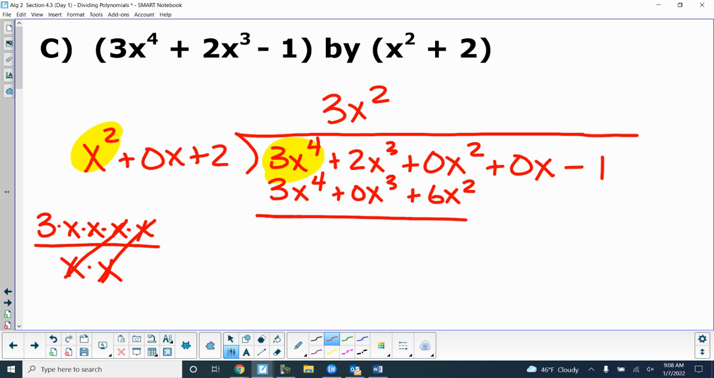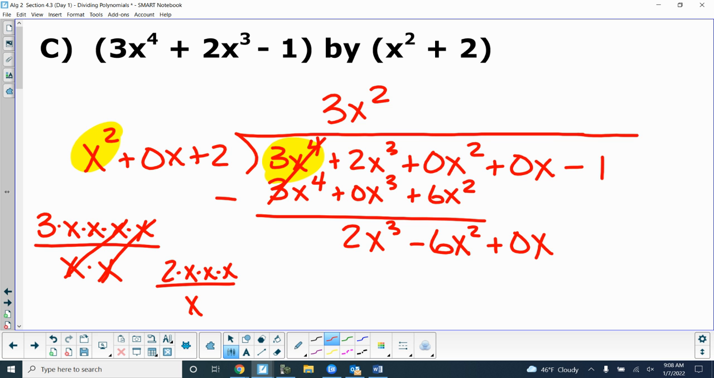At this point, what do we do? Subtract. Those canceled. What's 2 minus 0? 2. What's 0 minus 6? Oops, that's not a squared. Sorry, that's cubed. That's a negative 6, right? And then bring down the next term. Now we start over. What's 2x cubed divided by x squared? 2x. Positive or negative? Positive, right? So it's plus 2x up here.